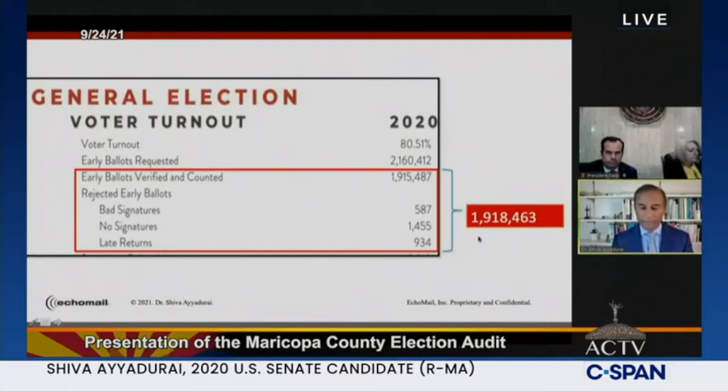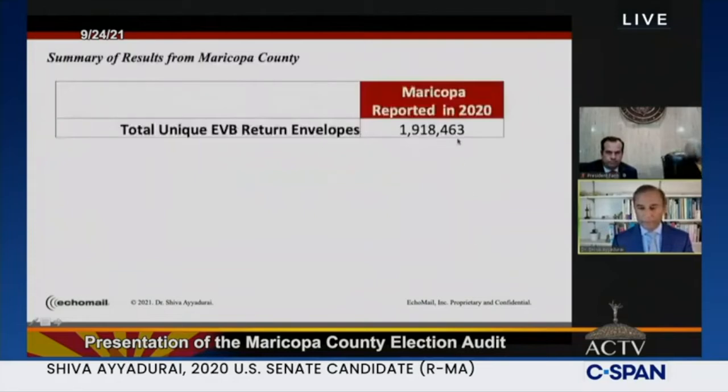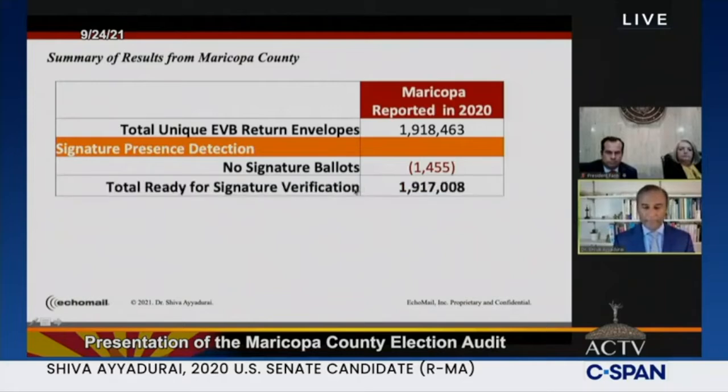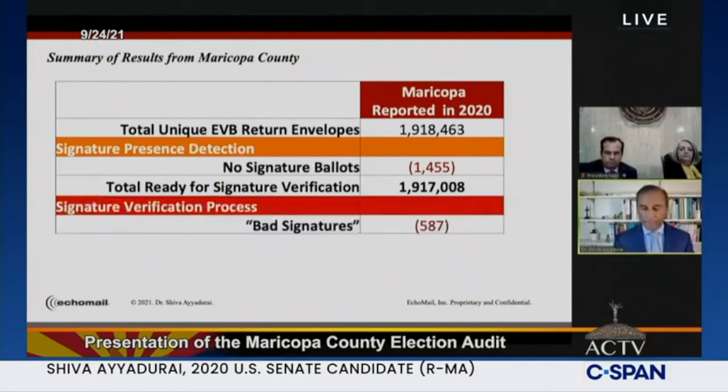So to be clear, according to the report, this was a total number of early voting ballot return envelopes received by Maricopa County. To make it a little more clear, we have 1,918,463 total unique EVB return envelopes, of which 1,455 were found to have no signatures. And at the end, there was an amount of 1,917,008 ready for signature verification. And as a result of that, 587 were found to have bad signatures.